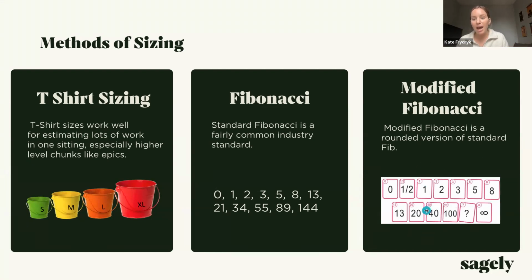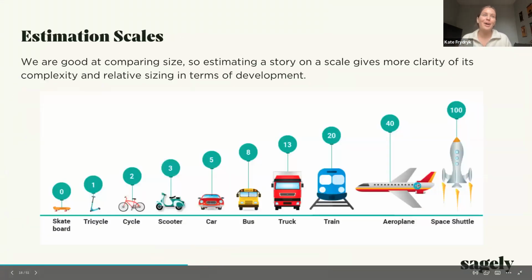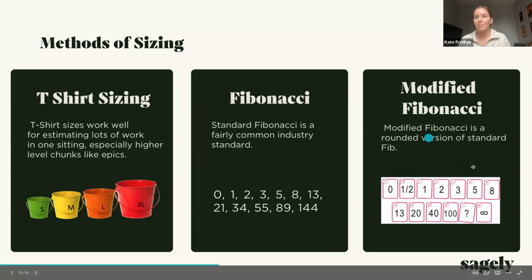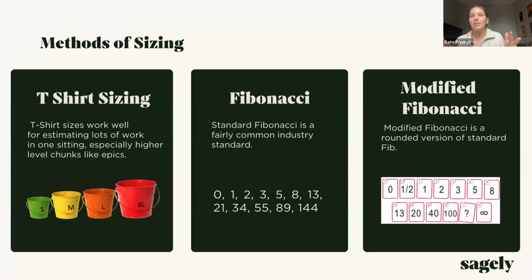That's actually, if we go back to Austin's mind is like blown right now. Yeah. If we go back to this one right here, this is actually the modified Fibonacci that I was referring to. So they have the 1, 2, 3, 5, 8, 13, 20, because it's easier to remember 20 instead of 21, and 40 instead of 34.